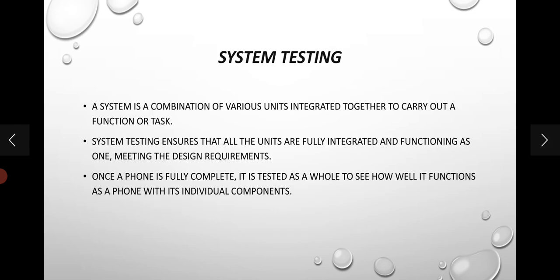And the next one is system testing. System testing is a combination of various units and integration together. For example, what is gray testing? Gray testing is a combination of black box testing and white box testing. Like this, system testing is a combination of unit testing and integration testing. System testing ensures that all the units are fully integrated and function as one, meeting the design requirements. Once a phone is fully complete, it is tested as a whole to see how well it functions as a phone with its individual components.